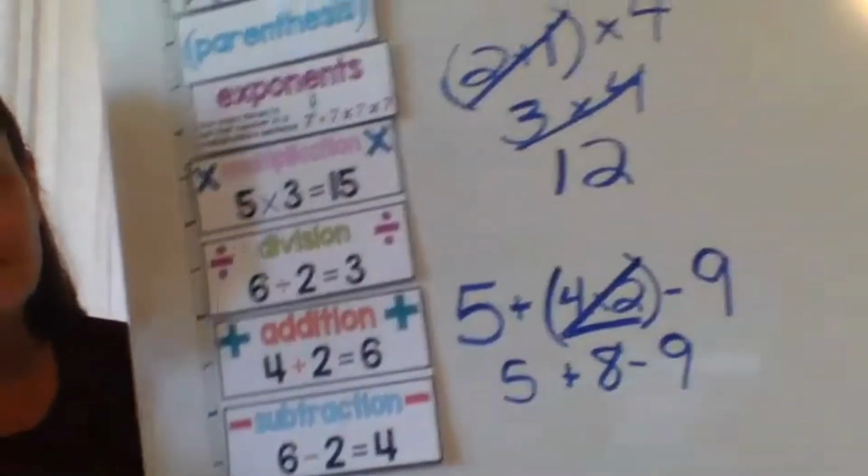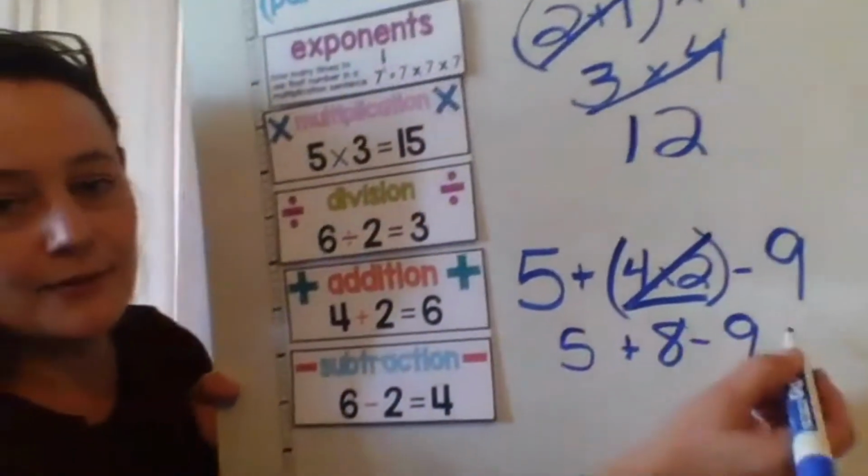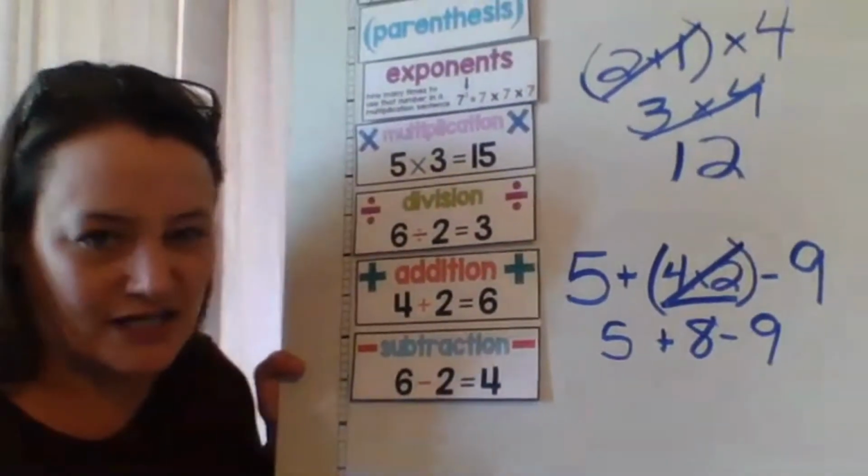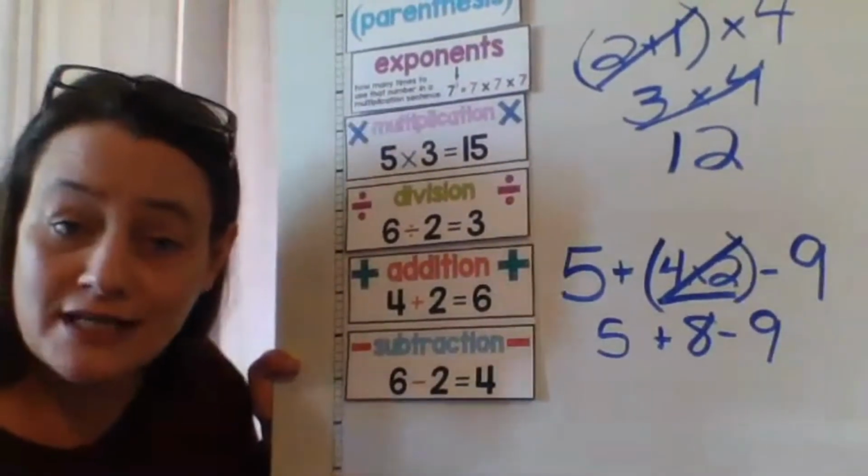I'm going to try to move this so you can see it better. There we go. I've done my parentheses. Now I have to go through and look for any exponents. I don't have any exponents in this one. So I just go on to the next step.